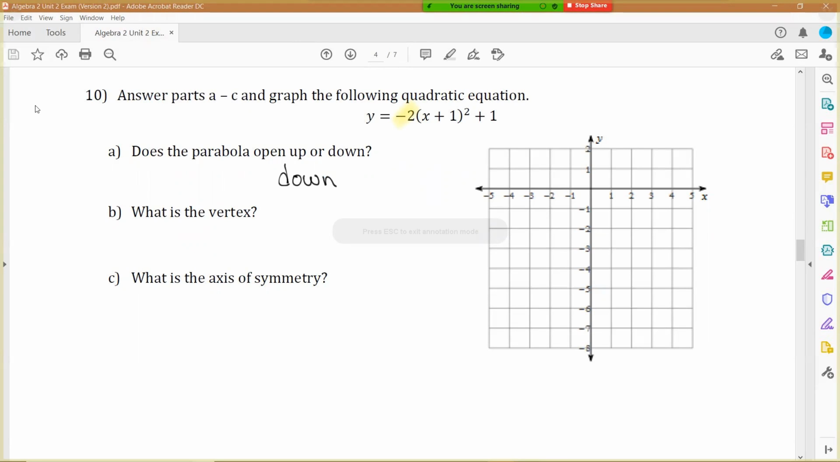What is the vertex? Remember, to find your vertex, since this is in vertex form, we want the opposite and the same. So (-1, 1). Your axis of symmetry is always going to be x equals, bring your x coordinate down, -1.